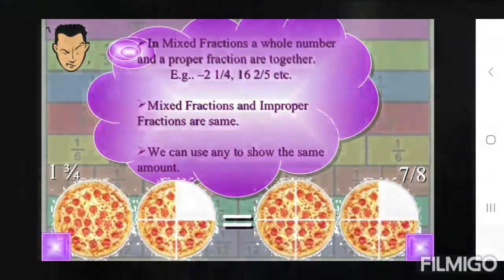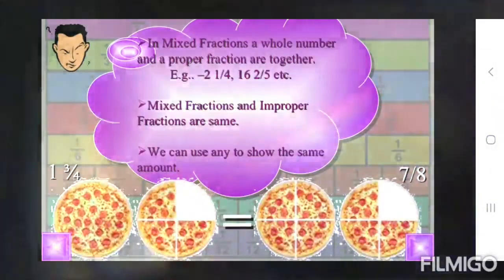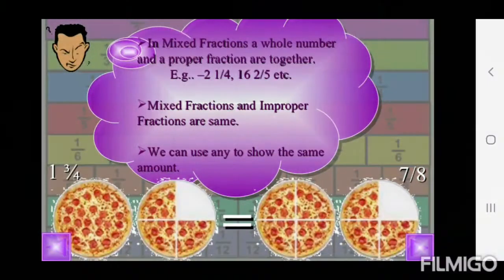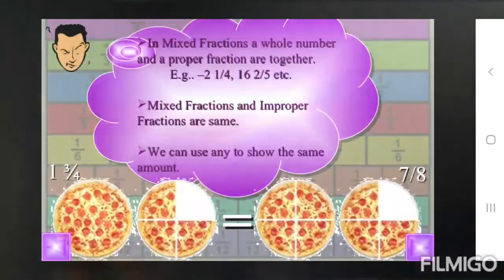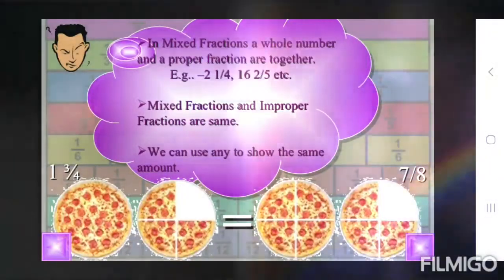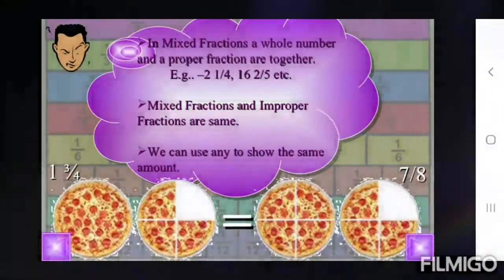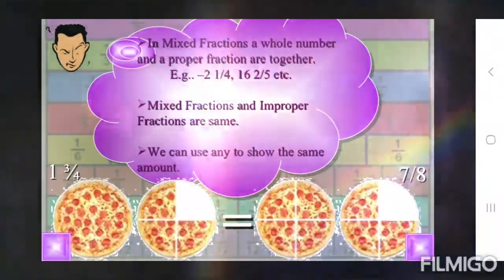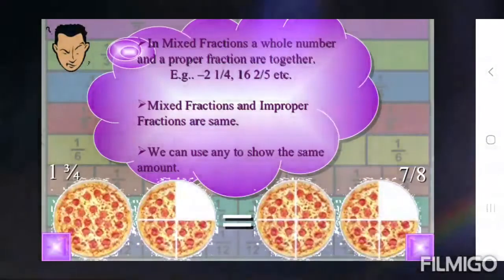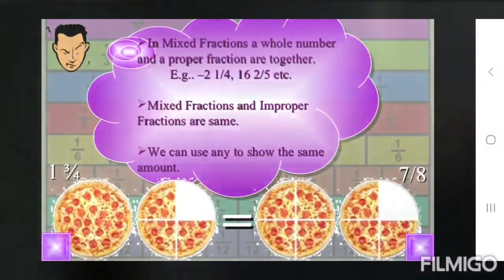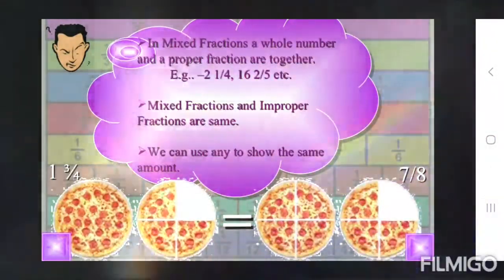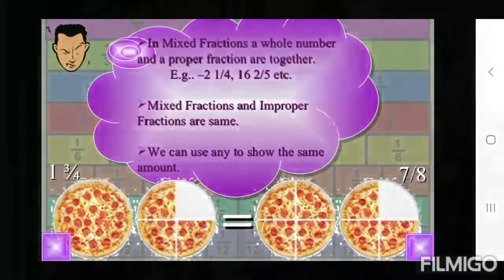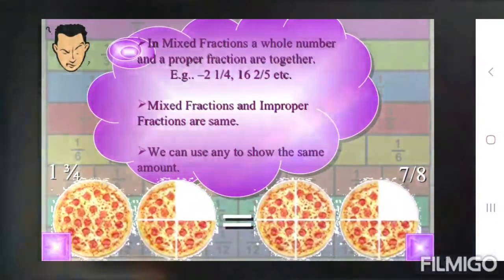Now look at the example. Here, this is 1, 3 upon 4, or we can also write it as 7 upon 4. So, 1, 3 upon 4 is a mixed fraction, and here 7 upon 4 is an improper fraction.